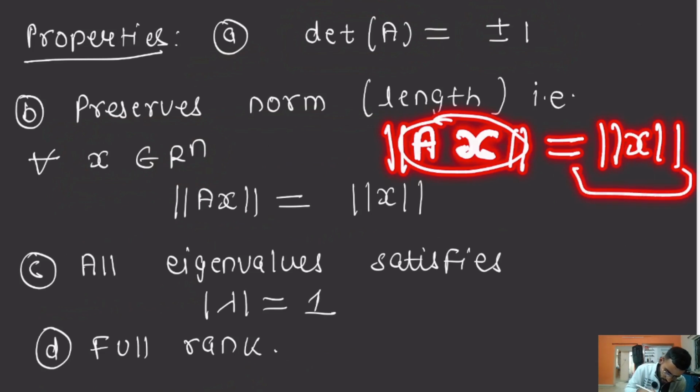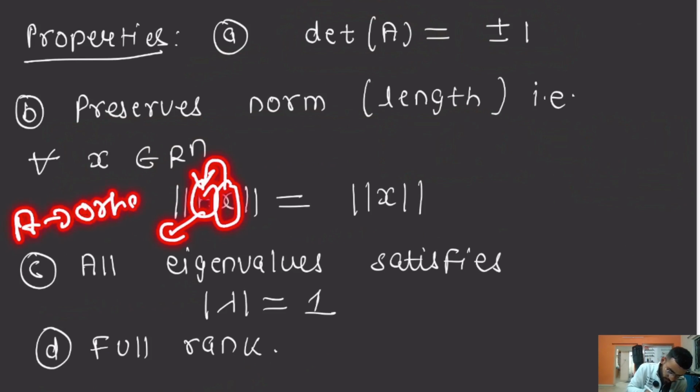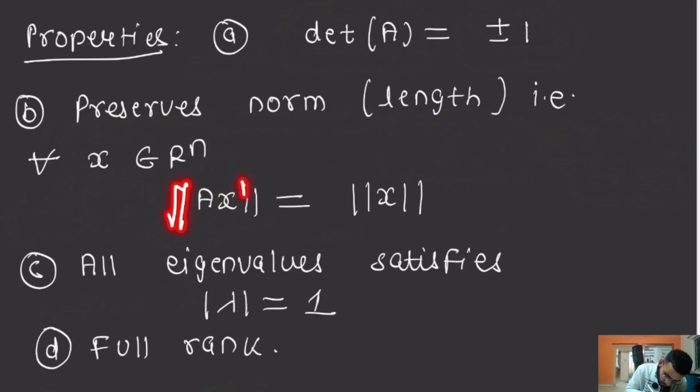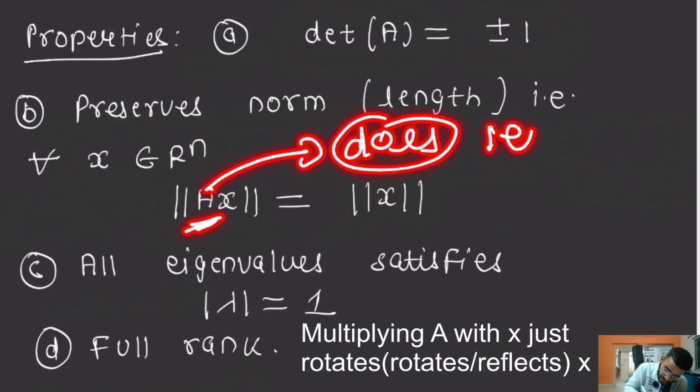That is, if we take a vector x, multiply it with the matrix A, where A is an orthogonal matrix, and then take the norm, it is equal to the norm of x. What is its significance? It means A does not change the length. Multiplying with A, an orthogonal matrix, does not change the length.